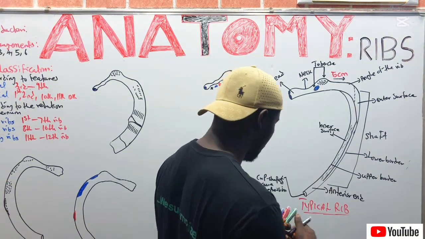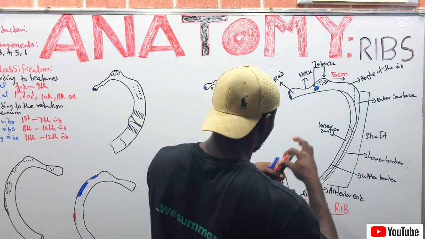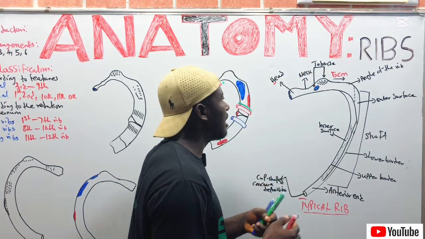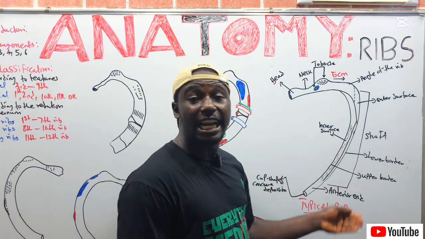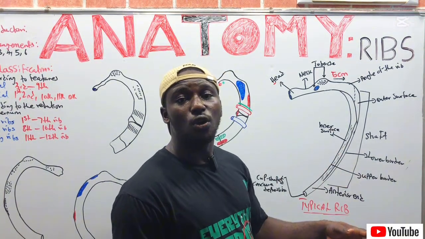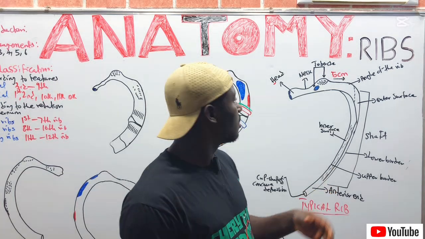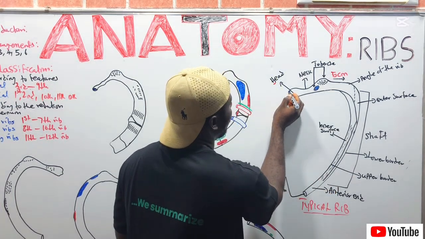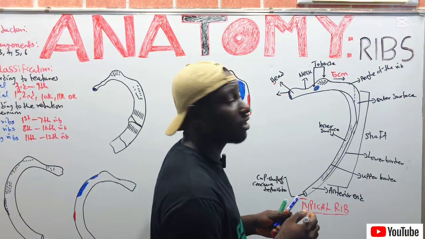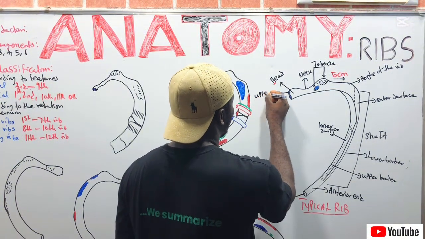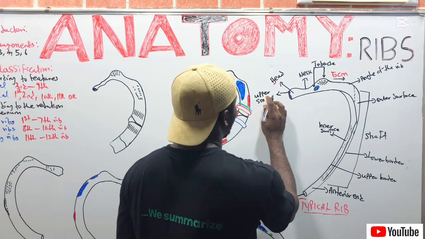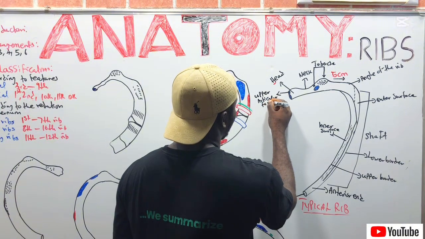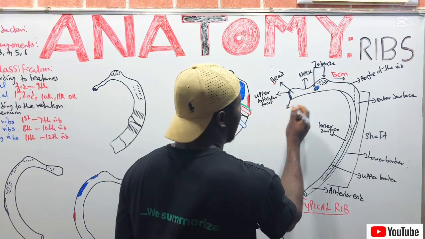Let's begin with the head. The head of the typical rib is divided into two articular facets. We have the upper smaller articular facet, and lower larger articular facet.